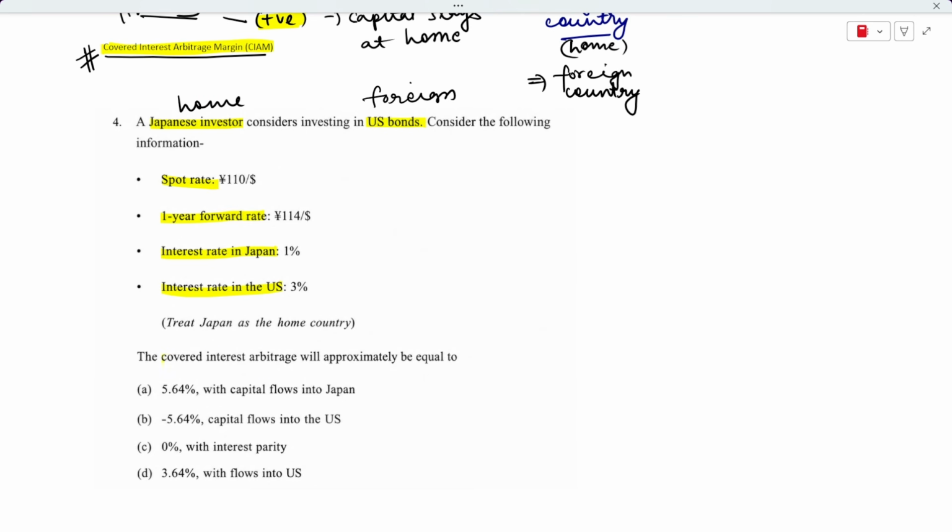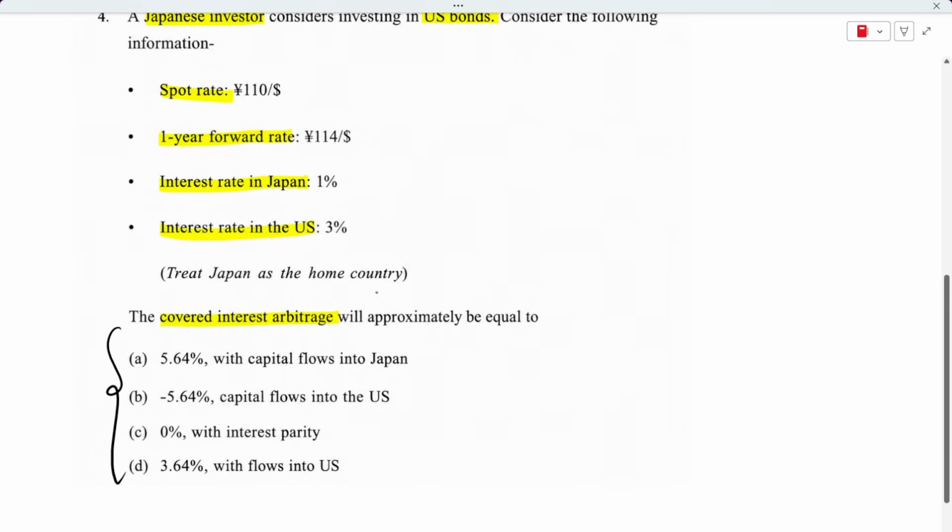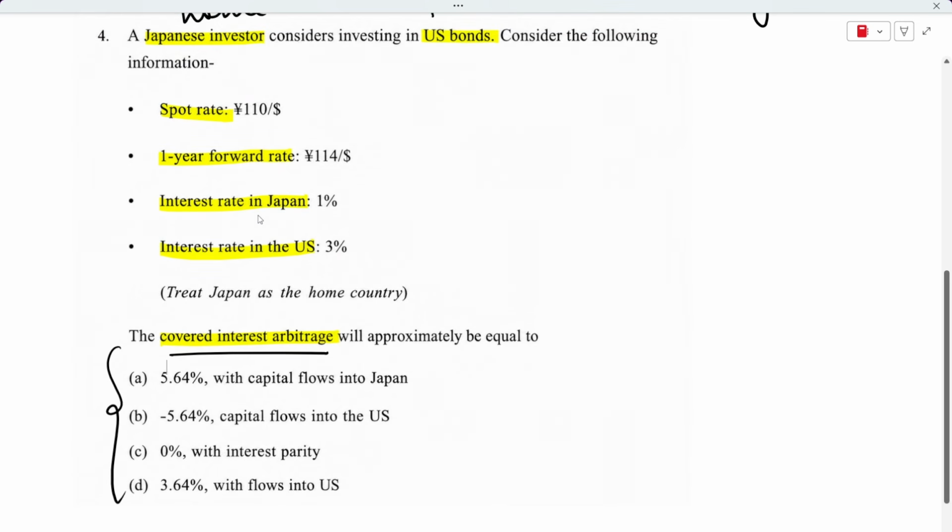Now I have to find the covered interest arbitrage. And I also have to say whether my capital will stay in my country or whether it will flow out. So let us solve this question together.